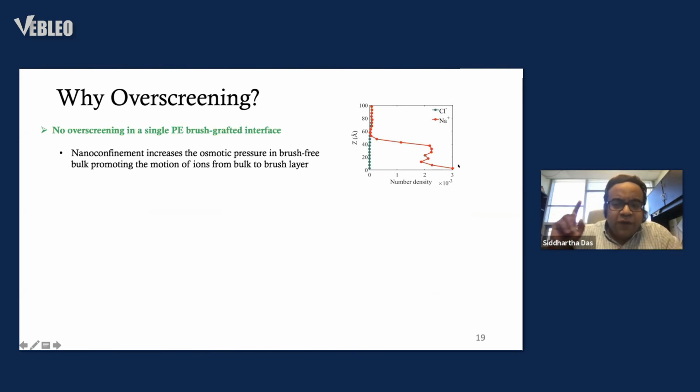Firstly, the overscreening is caused by the large confinement effect, because we have a nanochannel. If we had a single surface, with no confinement, you wouldn't have overscreening, as given by this image. Why is this happening? For a large confinement, the ions experience large osmotic pressure in the bulk, so they want to move away from the bulk into the brush layer.